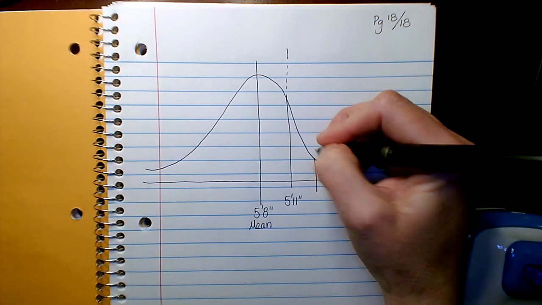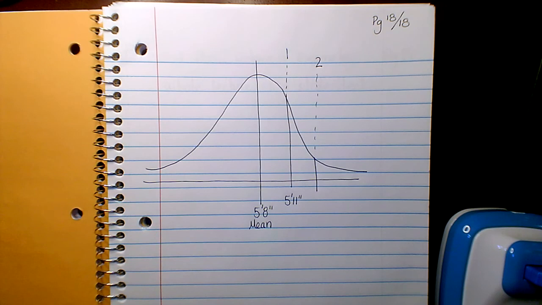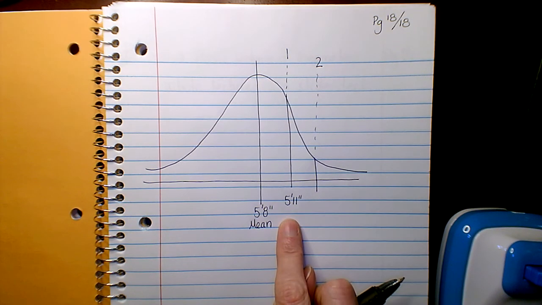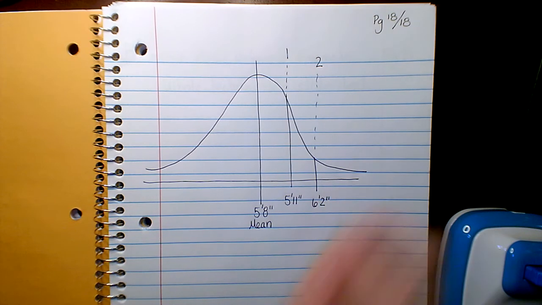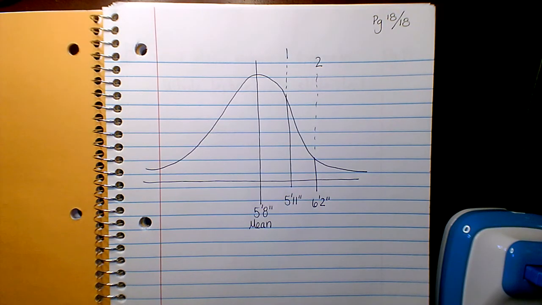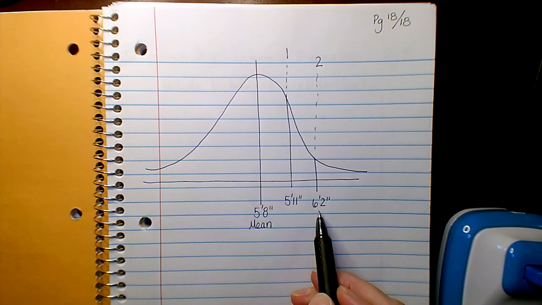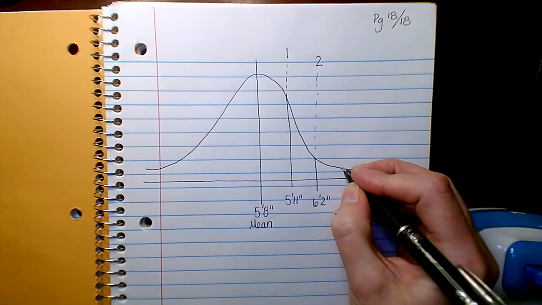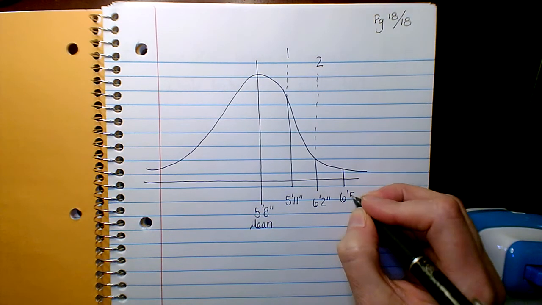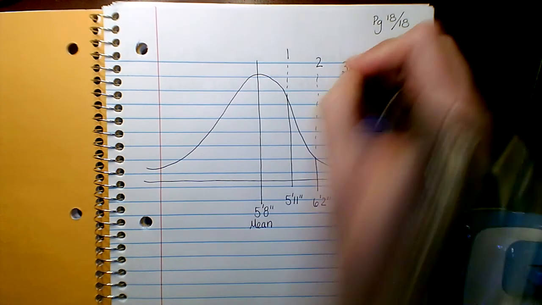Adding another standard deviation is going to add another 3 inches. 5'11", if you add 3 inches, that's going to be 6'2", because 12 inches is a foot. So you add 1 inch and you're at 6 feet, so you add 3, you get 6'2". If I added another one, now we're at 6'5". That's 3 standard deviations up.